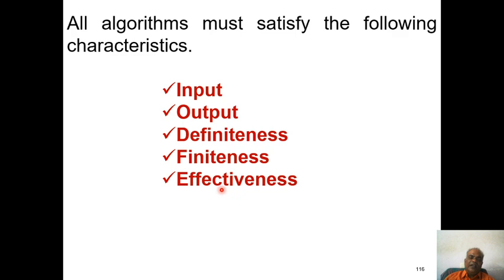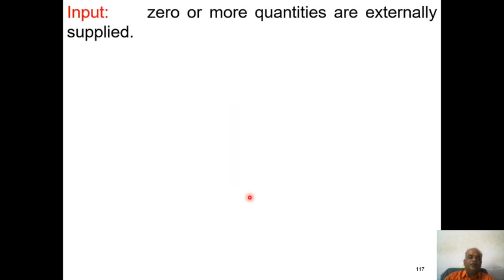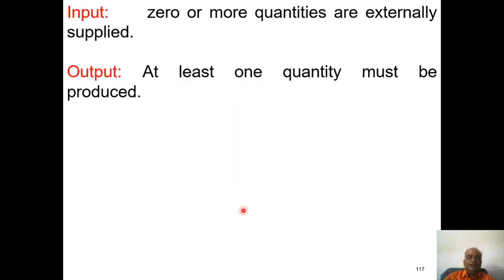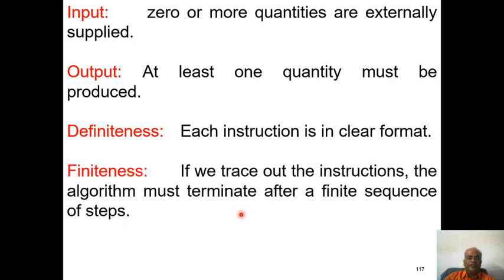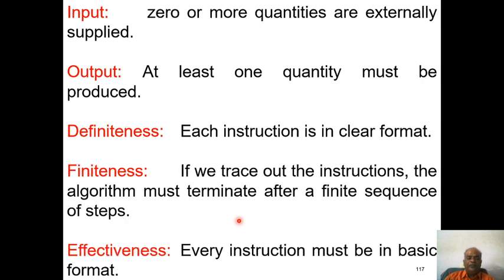The next one is effectiveness. That is, every instruction must be in basic format. Every instruction must be in basic format. These are the different characteristics of an algorithm.